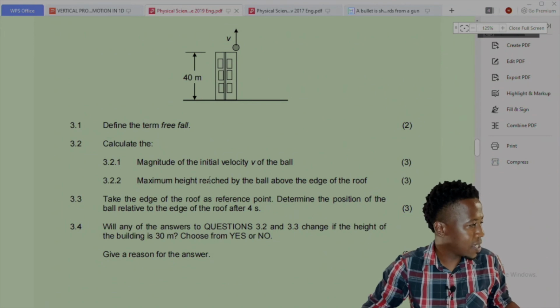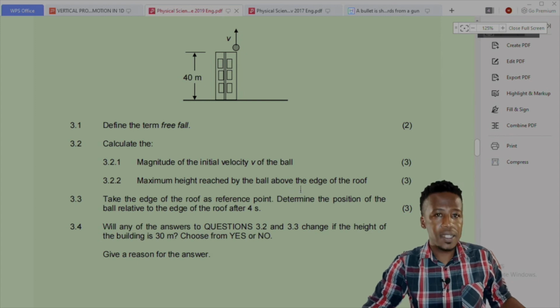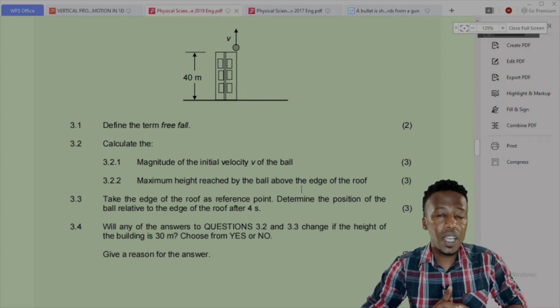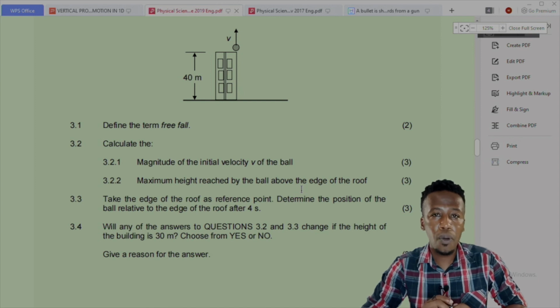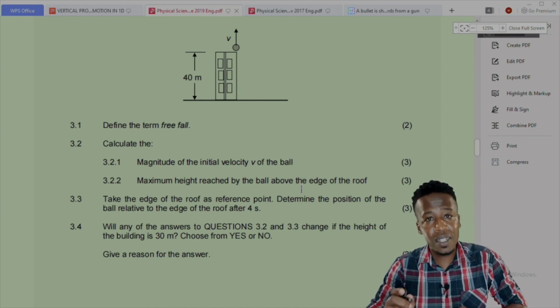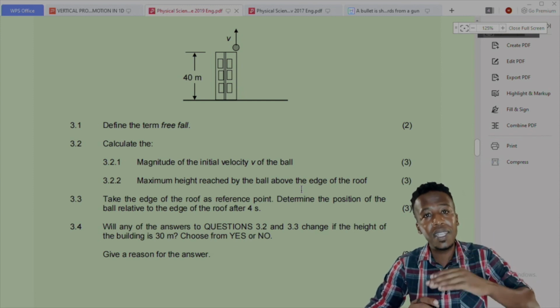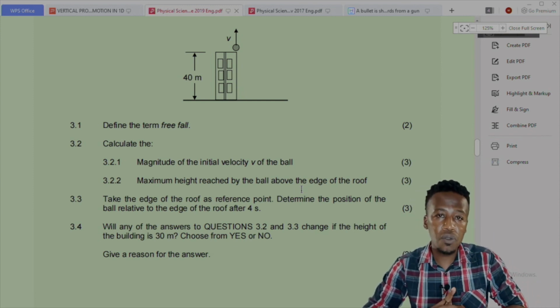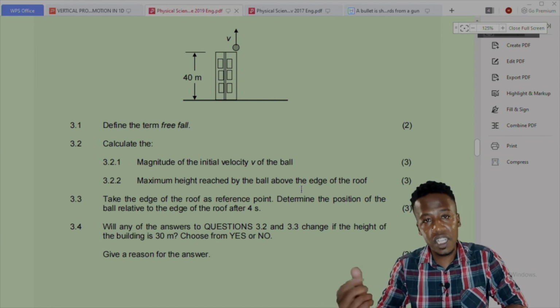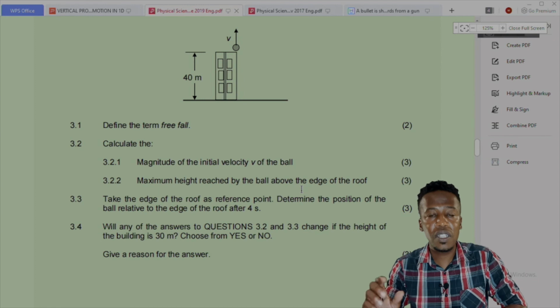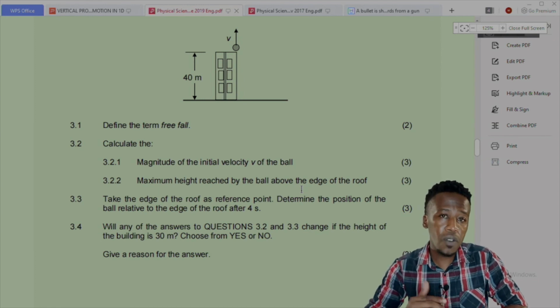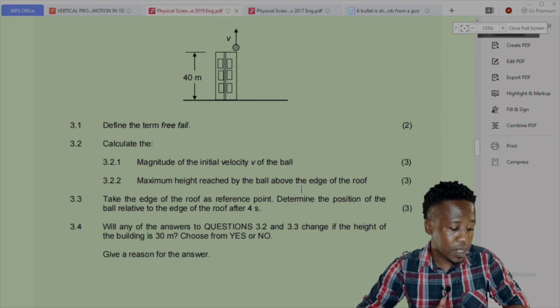Again, at 3.2, we calculated the maximum height reached by the ball, right? And from that height, what did you get? We got 11.5, right? What does that tell you? The ball would still be in the air. So no, nothing will change. If they change the height to 30 meters, nothing's going to change because the ball will still be in the air. And in terms of velocity, the velocity would, in this case, be constant.